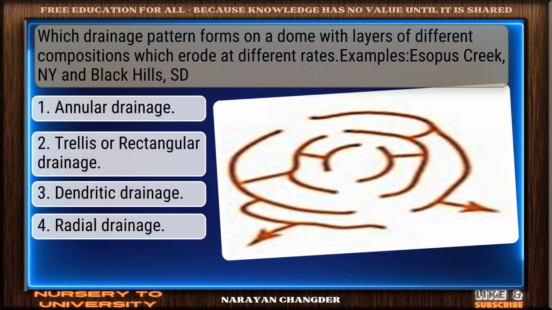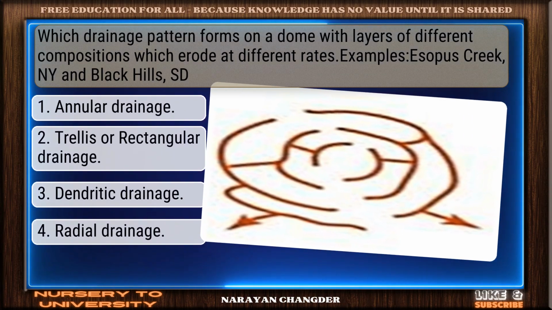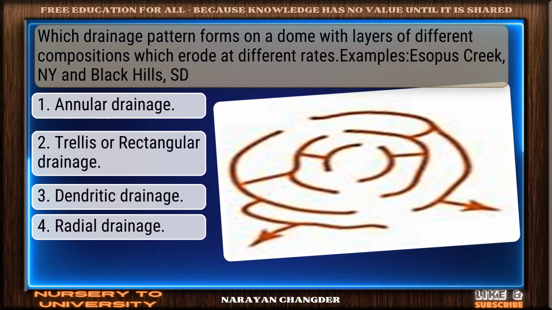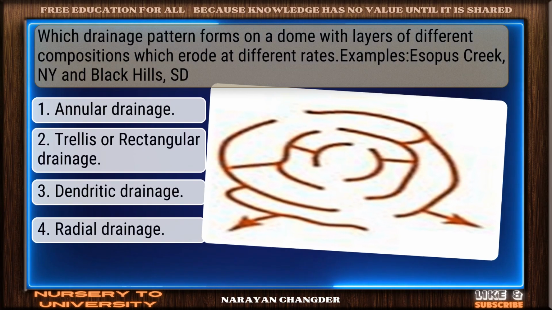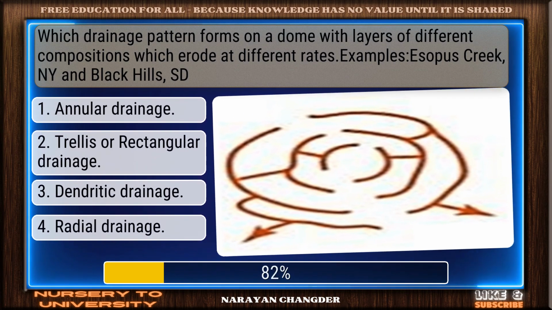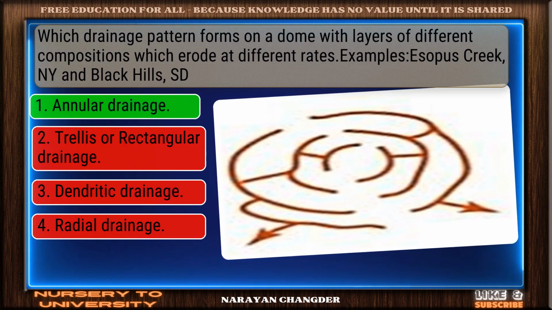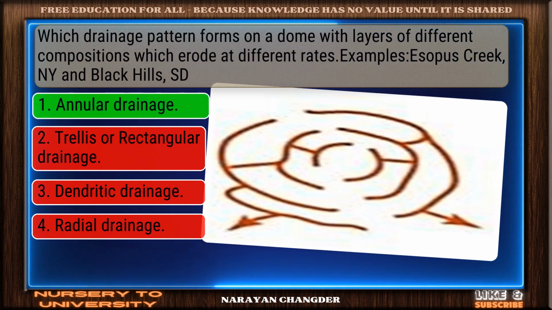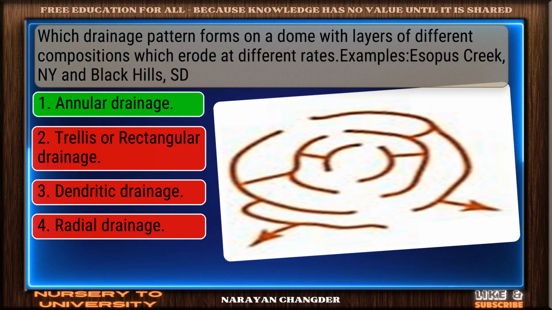Which drainage pattern forms on a dome with layers of different compositions which erode at different rates? Examples: Esopus Creek, Black Hills. Exactly. Annular drainage makes sense, and it is the right choice.